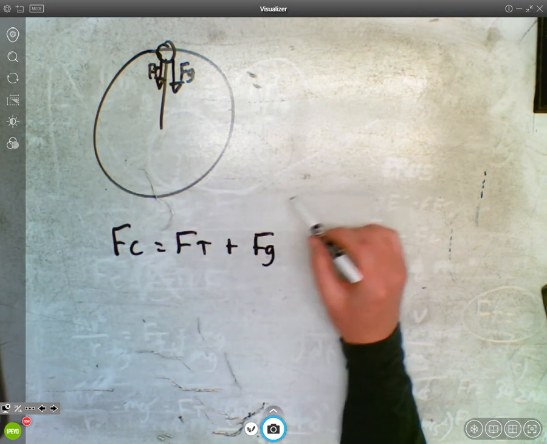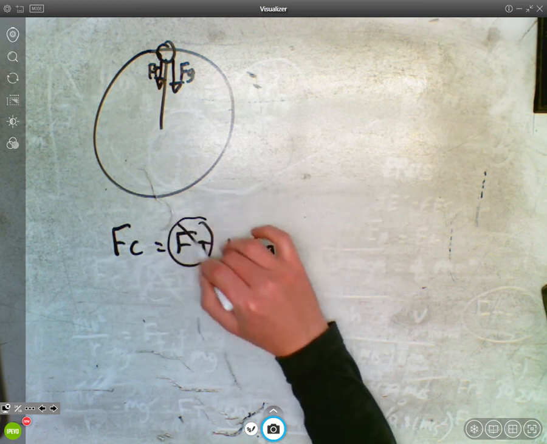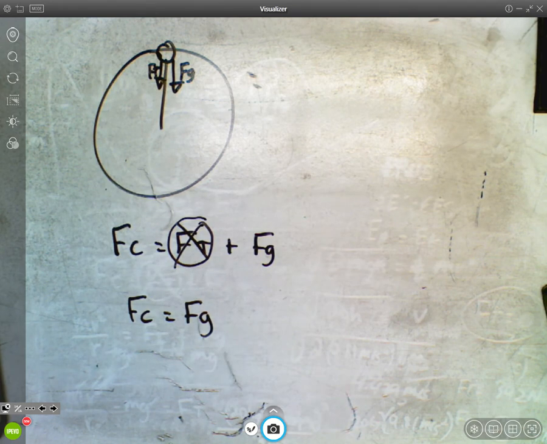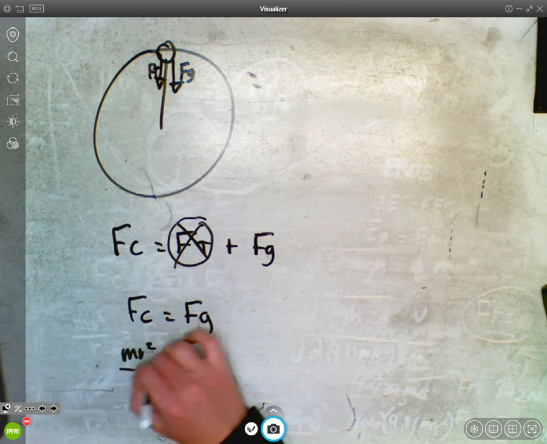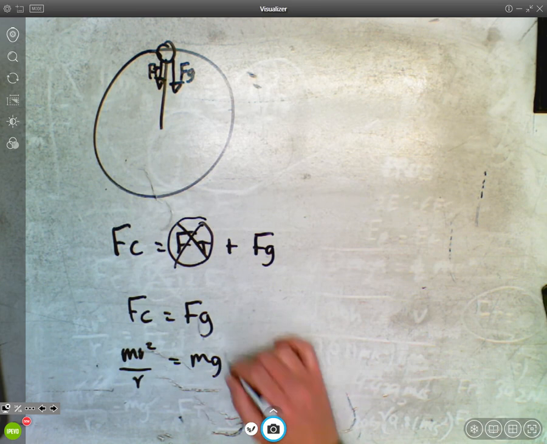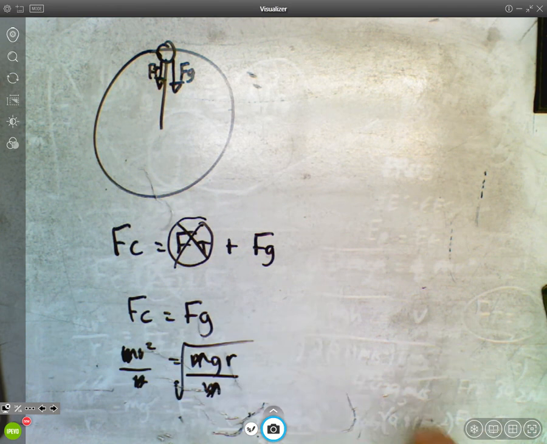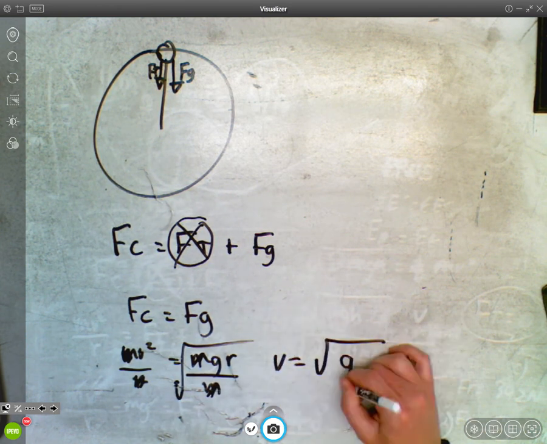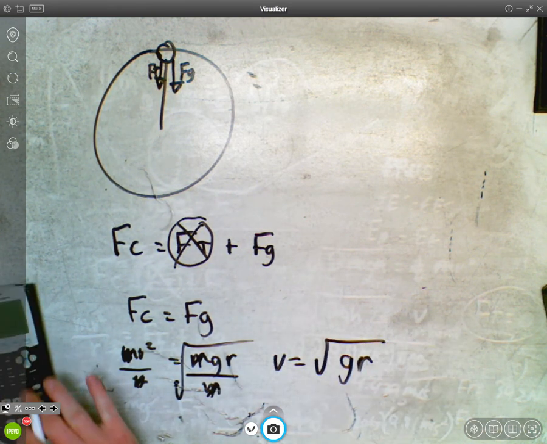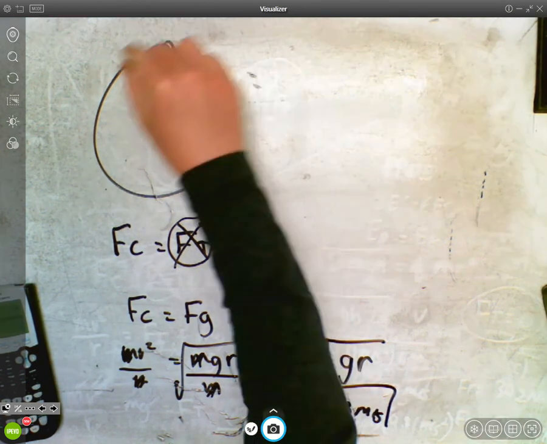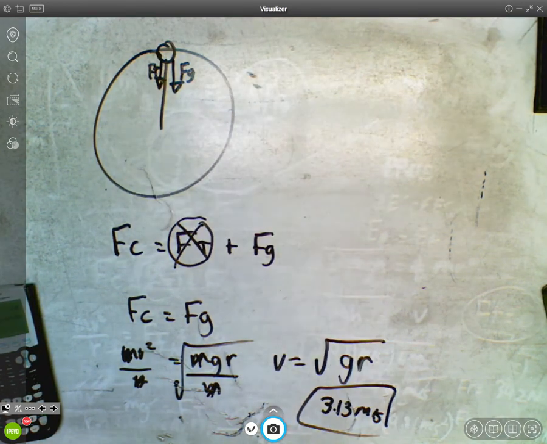But if it's talking about the minimum speed, that means this Ft is equal to 0. So Fc is equal to Fg. This is mv squared over r. This is mg. We move r up top, move mass down below, and you can see those two masses cancel out, and square root. So our v is just equal to square root of gr. If I just go 9.81 times 1 and square root it, I get 3.13 meters per second. That's the minimum speed that I can spin that in a circle. And if I go any less than that, it's not going to make the loop. It's going to fall down like the Bulldog did.